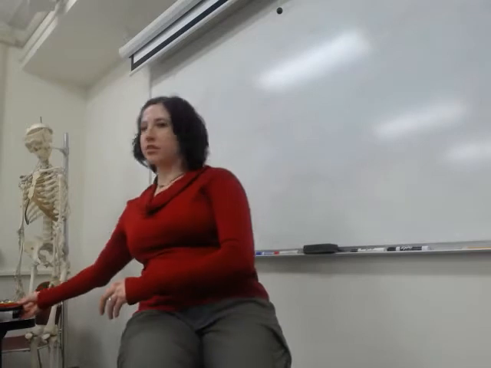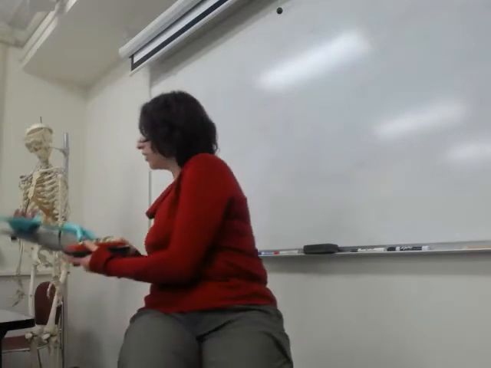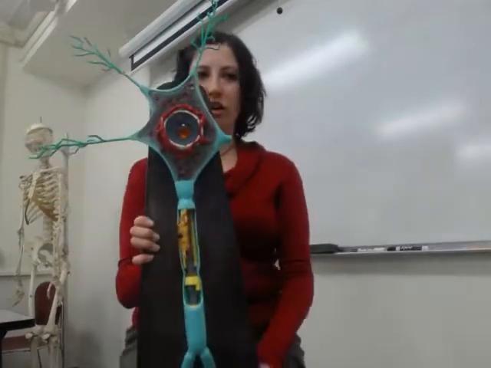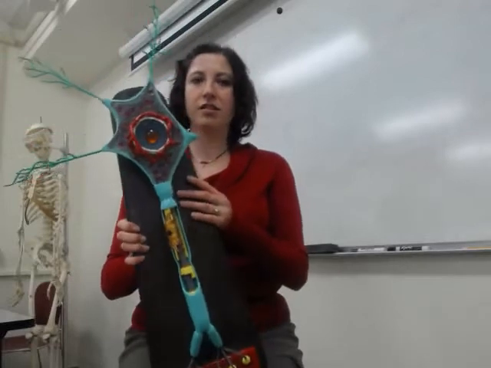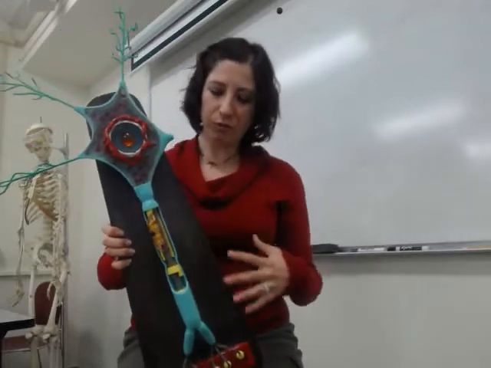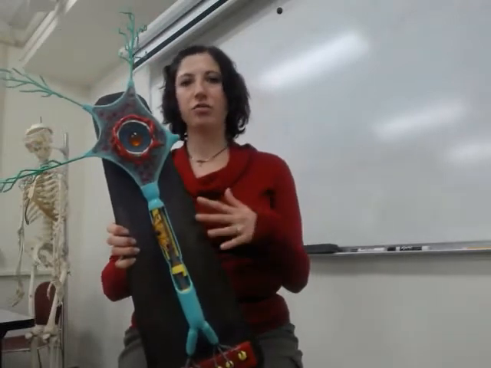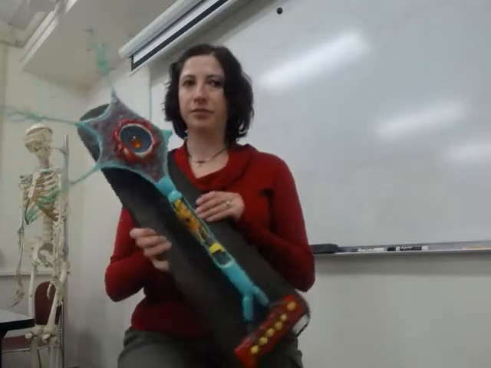Hello, today we're going to talk about the structures of the nervous system that you'll be required to know for the lab portion of this unit. First, we're going to start with our neuron. This is the cell within the nervous system that's going to send and receive different signals.